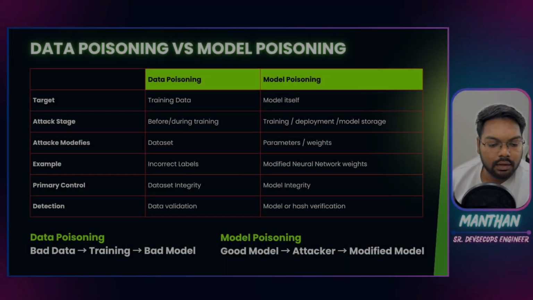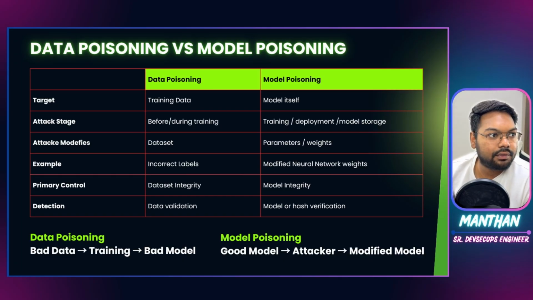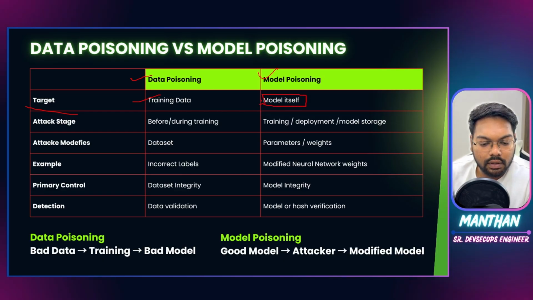So next is, what is the difference between data poisoning and model poisoning? We already dealt with it, but we'll see it briefly on a slide. Data poisoning versus model poisoning. What is the target? The target is first of all the training data, and the model itself. Then what is the attack stage? Data can be poisoned before or during training, and model poisoning could be done when training is done, deployment is done, or the model is stored somewhere.